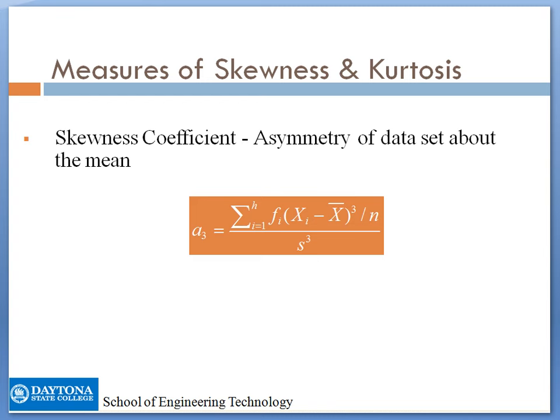There are three other measures that are frequently used to analyze a collection of data, and these are skewness, kurtosis, and coefficient of variation. The skewness is a lack of symmetry of the data and is given by A sub 3. If this value is equal to 0, the data are symmetrical. If it's greater than 0, meaning a positive value, the data are skewed to the right, which means that the long tail is skewed to the right.